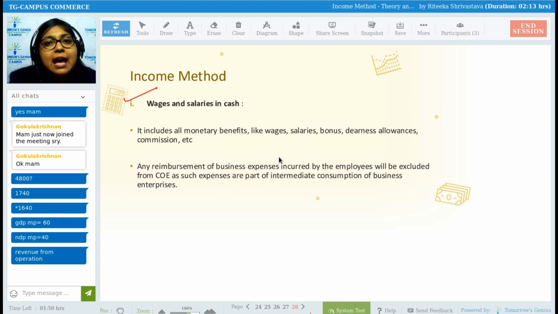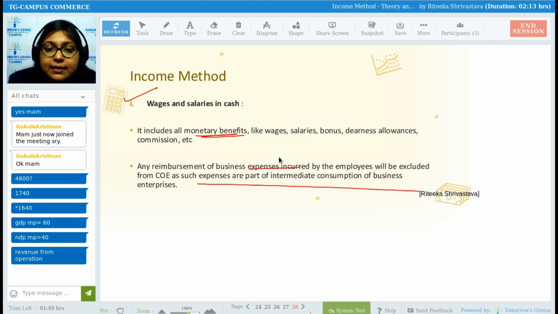Since you all are my employees and I am the employer, you are providing me your services, so I will give you wages or salaries in cash because you are providing your services in my organization. It includes all monetary benefits like wages, salary, bonus, dearness allowance, commissions, etc. Any reimbursement of business expenses incurred by the employees will be excluded from compensation of employees.